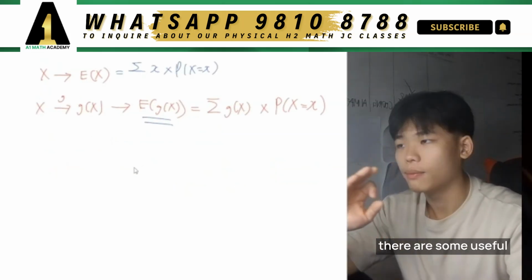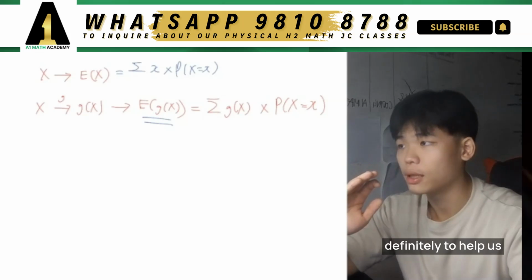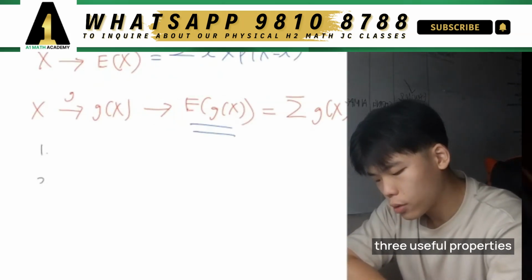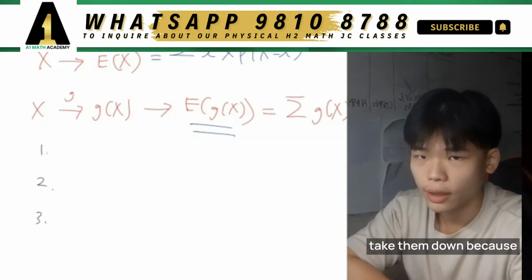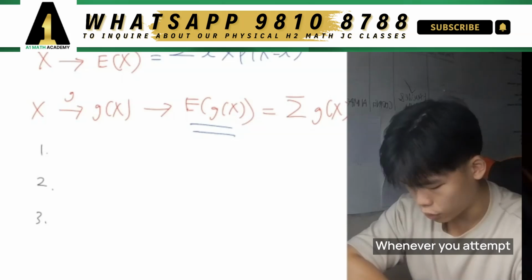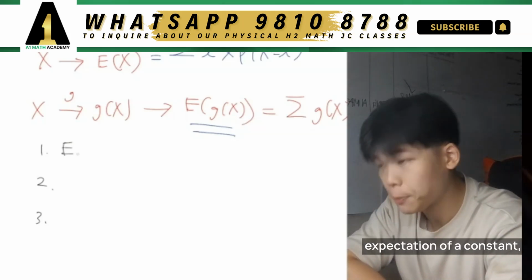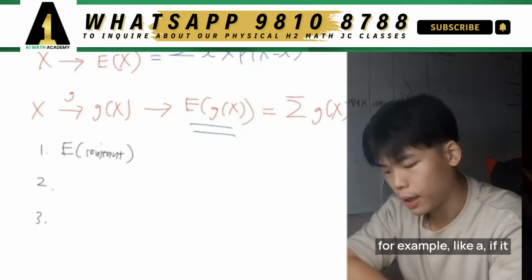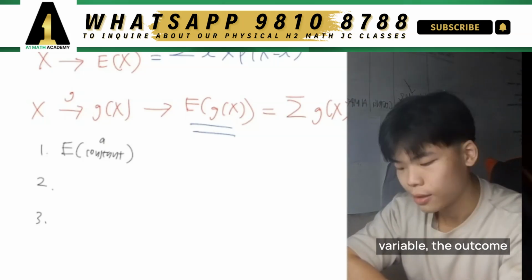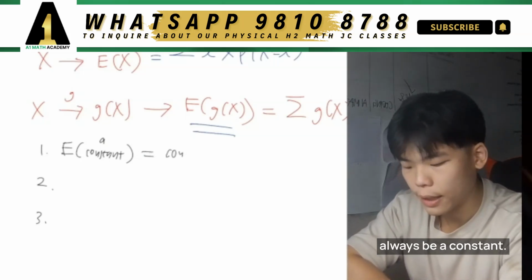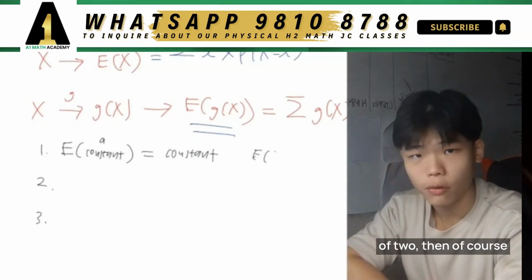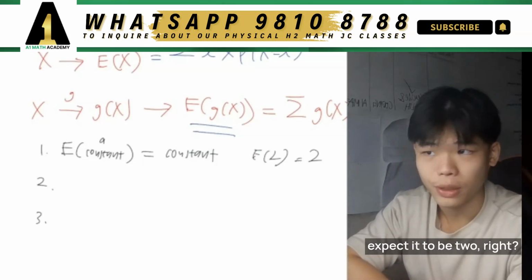So from here onwards, there are some useful results that we can definitely use to help us remember this whole concept. I'm going to write down 3 useful properties over here so that you can take them down, because you'll be using these 3 properties many times in the exams, whenever you attempt many questions. So the first one is that the expectation of a constant, for example a, if it does not have a discrete random variable, the outcome of a constant will always be a constant, okay? So if the whole thing is just a constant, for example the expectation of 2, then of course the outcome you will expect it to be 2, right? So that's the first one.